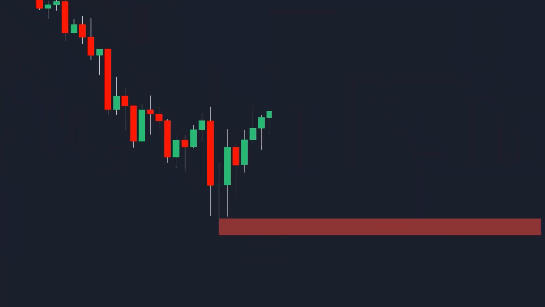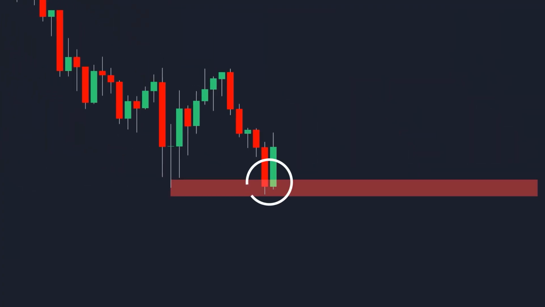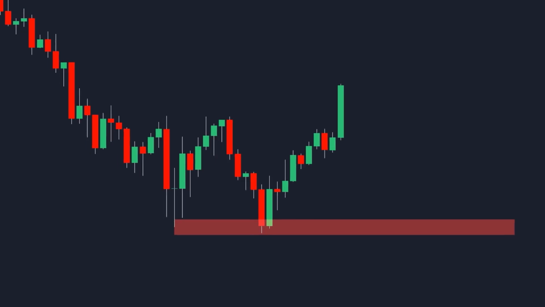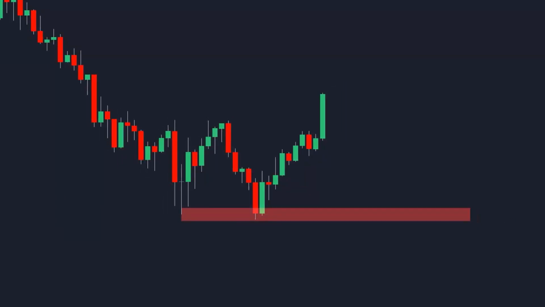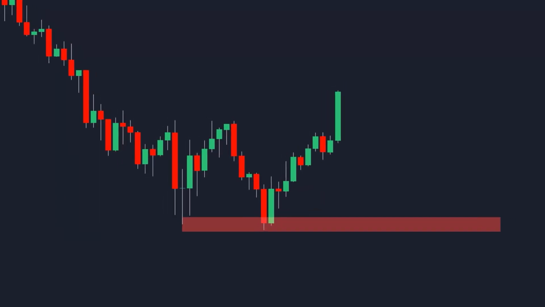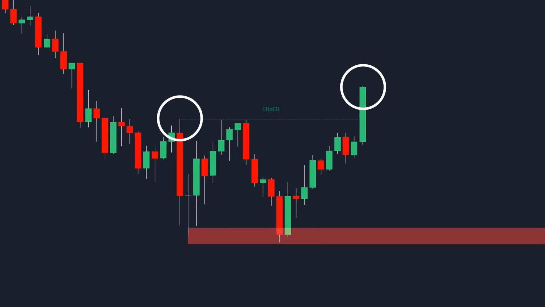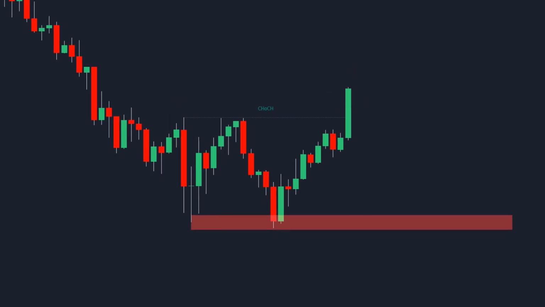Let's start with a long setup. So first, you're looking for price to drop into a sell-side liquidity zone. When price drops into that zone and then instantly bounces back, that's your sweep. That's smart money grabbing liquidity. But don't enter the trade yet. Wait for the confirmation, or precisely, you're waiting for a change of character. This will show up when price breaks above a recent lower high. That's your indication of the market reversing from bearish to bullish.